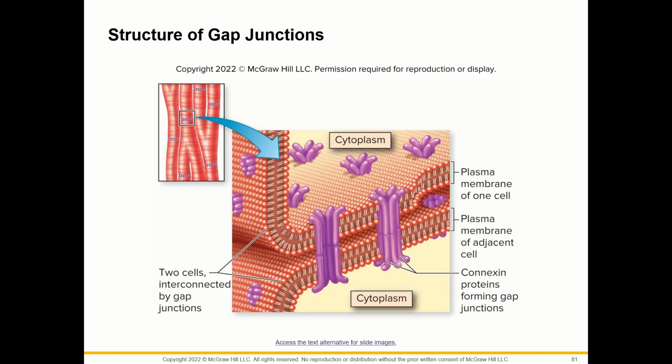So here's the structures of the gap junctions. We can see that they are called connexin proteins, and they form like little channels that are going to join the two cells. Look, that's cardiac muscle.